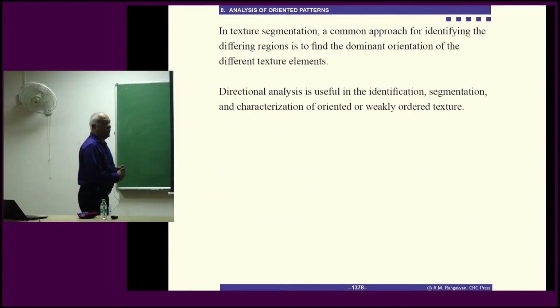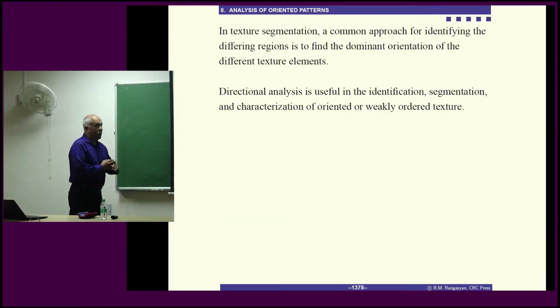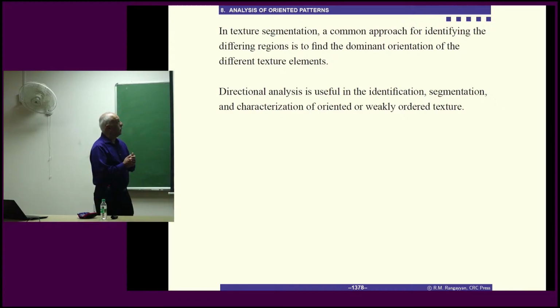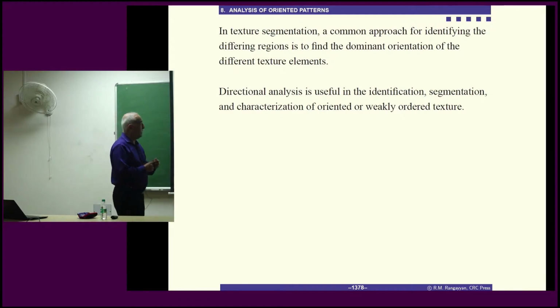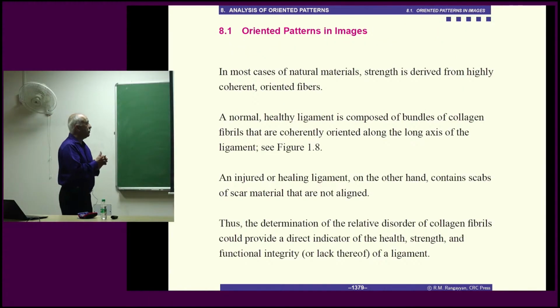So in texture segmentation, which is a fairly large topic in the literature, a common approach that's been used to identify differing regions is to find the dominant orientation of the texture elements. And directional analysis is useful in not only the identification of oriented patterns, but also image segmentation and characterization of oriented or weakly ordered texture. So let's look at some oriented patterns in images.